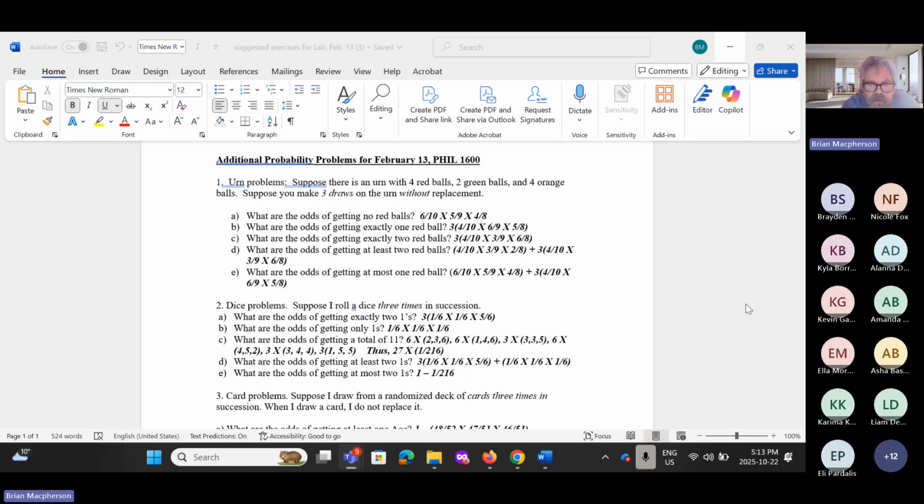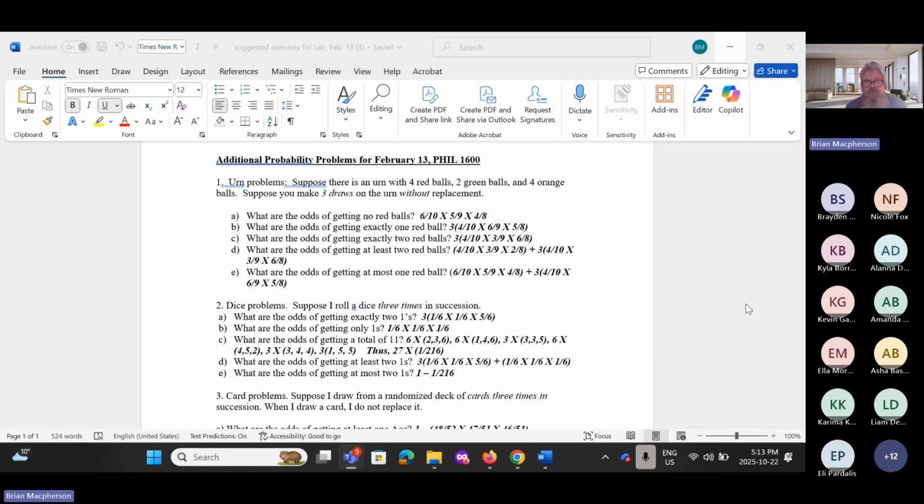Well, if I get at least 2 ones, that means I'll get either exactly 2 ones, and there are 3 ways to get exactly 2 ones, right? Or I'll get all ones, and that's 1 out of 6 times 1 out of 6 times 1 out of 6. Number E, what are the odds of getting at most 2 ones?